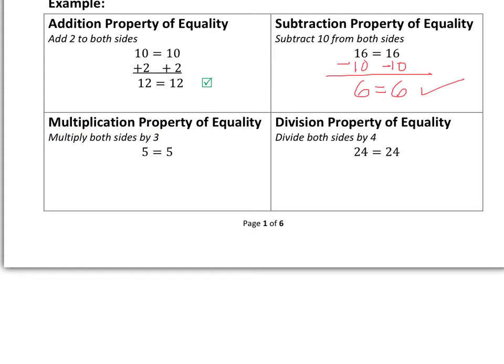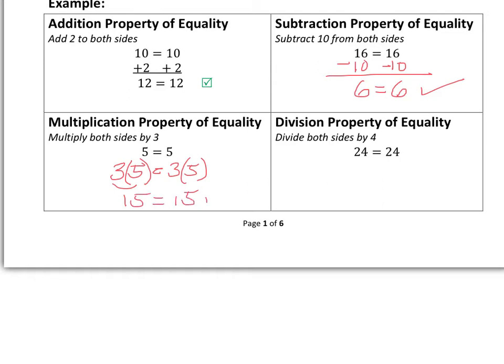Okay, let's look at the multiplication property of equality. That means I can multiply both sides of an equal sign by the same thing and still have equality. Here, let's try multiplying both sides of this equation by 3. We're starting out with 5 equals 5. Let's multiply both sides by 3. And we end up with 15 equals 15.